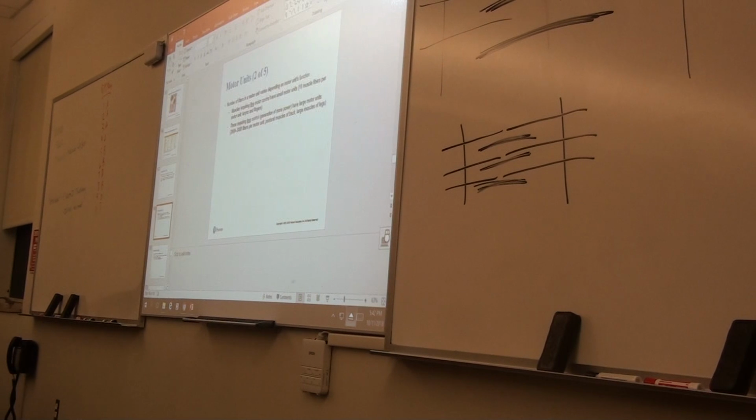Okay, so the number of fibers in a motor unit is going to vary depending on what the motor unit does, or what the muscles do.